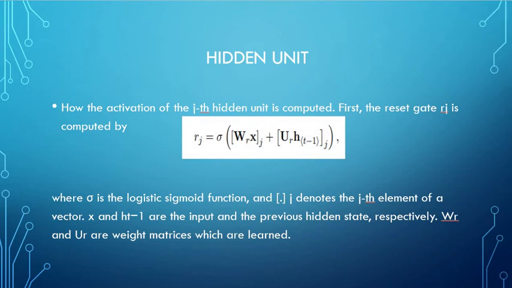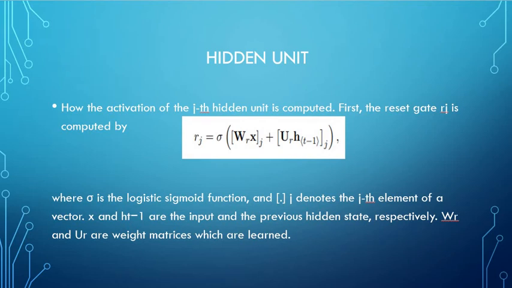Okay, hidden layer. How is the activation of the ith hidden unit computed? What do we need to know in this? A novel model architecture is being proposed, and it is simpler to compute and implement.